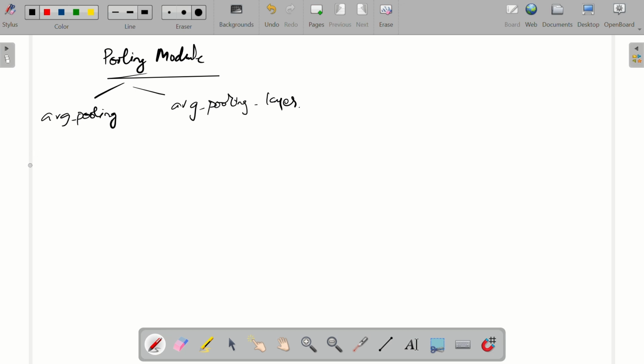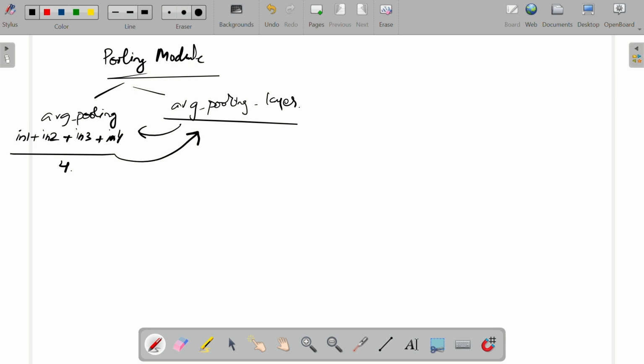Okay, so we'll discuss this more. The pooling layer will send 4 pixel values as input. That is input 1, input 2, input 3 and input 4. These are the 4 pixels I'm sending as input to my average pooling module. You compute the average and then you send it back to the average pooling layer. This is what the average pooling layer is doing.